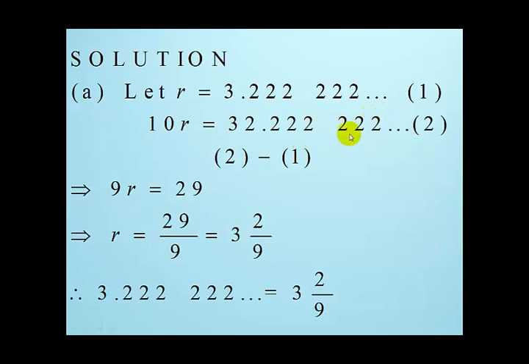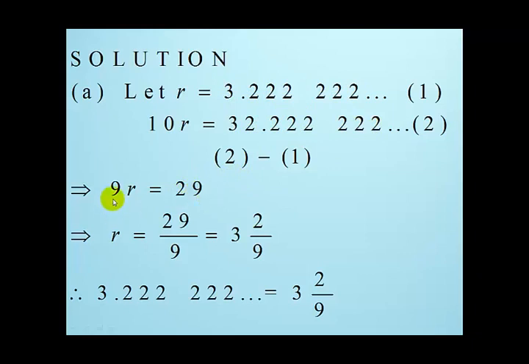We are now subtracting equation 1 from equation 2. When we subtract equation 1 from equation 2, we have to subtract r from 10r on the left hand side. So when we subtract r from 10r on the left hand side, the answer is 9r, and this is equal to, when we subtract 3.222222 from 32.222222, the answer is 29.